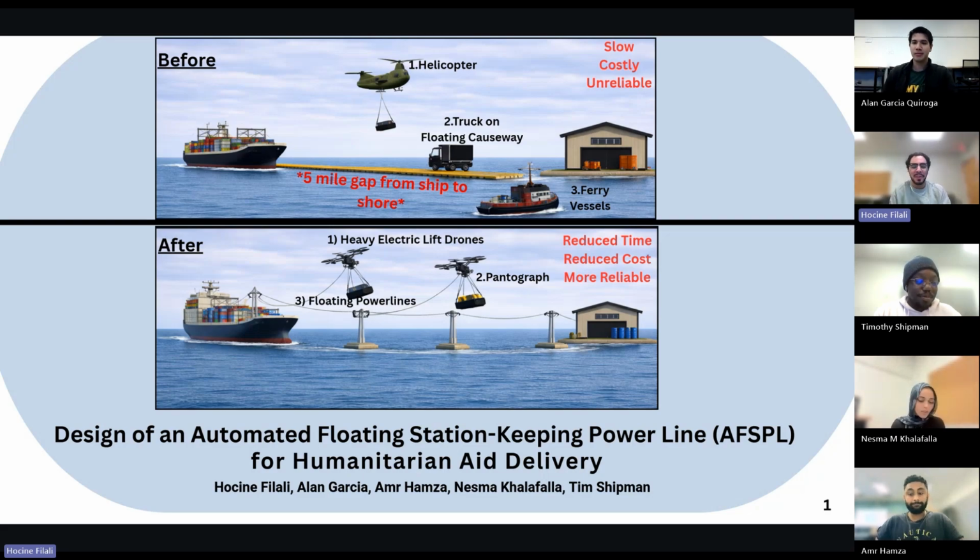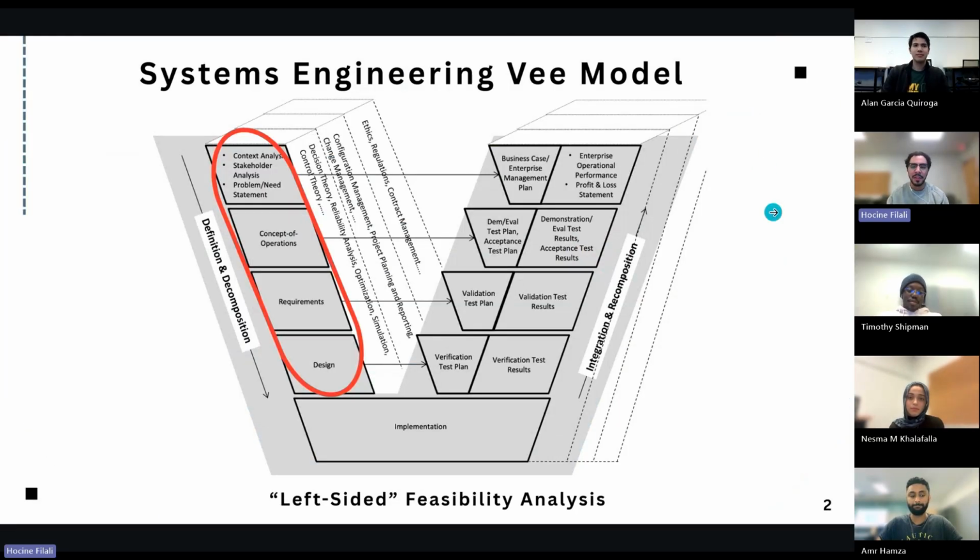All right, hello. Today we'll be presenting the design of an automated floating station keeping power line, or AFSPL, for humanitarian aid delivery. My name is Hossein, and today I'll be joined by Alan, Amr, Nesma, and Tim. This project is a left-sided feasibility analysis of the systems engineering V model. So we'll go down the left side of the V and end with our business case.